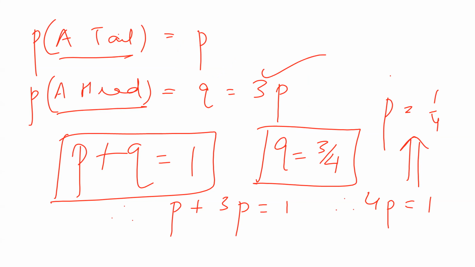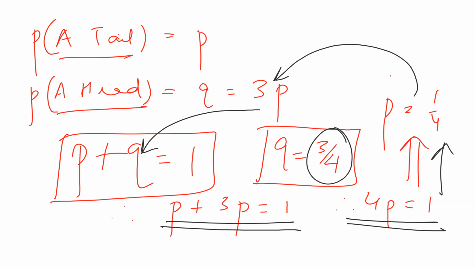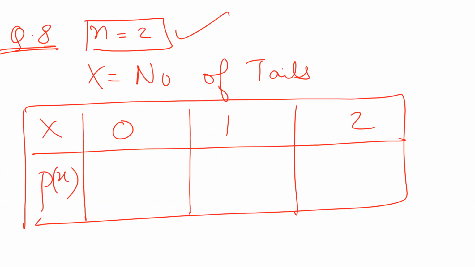So what I've done is put Q is equal to 3P over here. I got the value of P, and putting that P over here, I got the value of Q. So in a nutshell, P is equal to 1 by 4 and Q is equal to 3 by 4. Now there are two tosses.